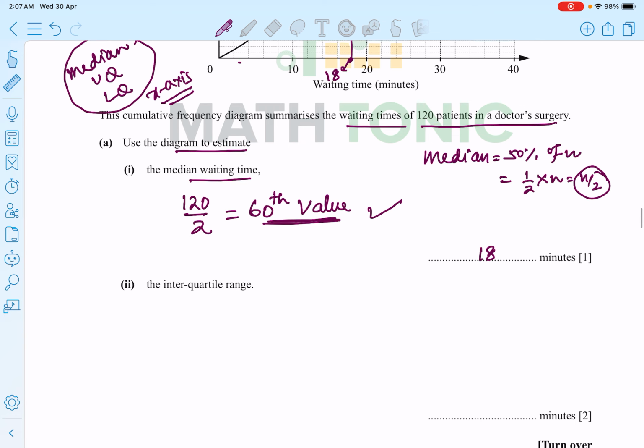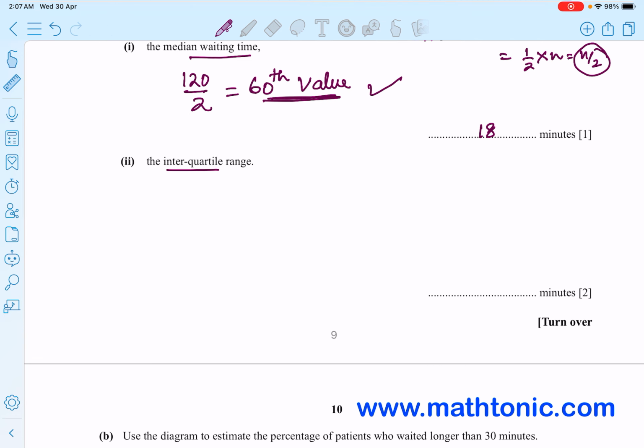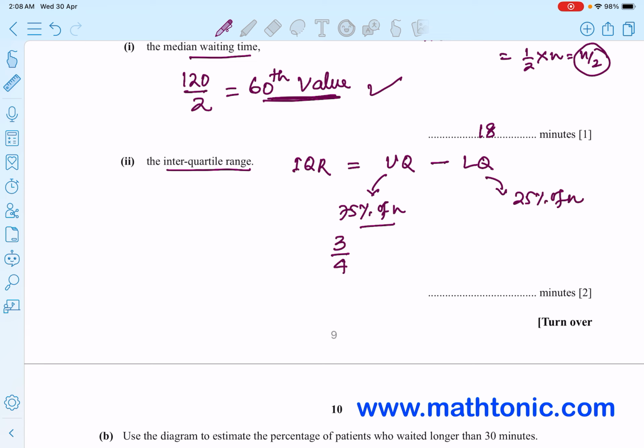Got it? Next question is to find the interquartile range. Always remember, interquartile range equals upper quartile minus lower quartile. Upper quartile means 75% of n, and lower quartile means 25% of n. 75% in terms of fraction, I can write as 3 over 4 times n. N is given as 120. Here 25% means 1 over 4 times 120.